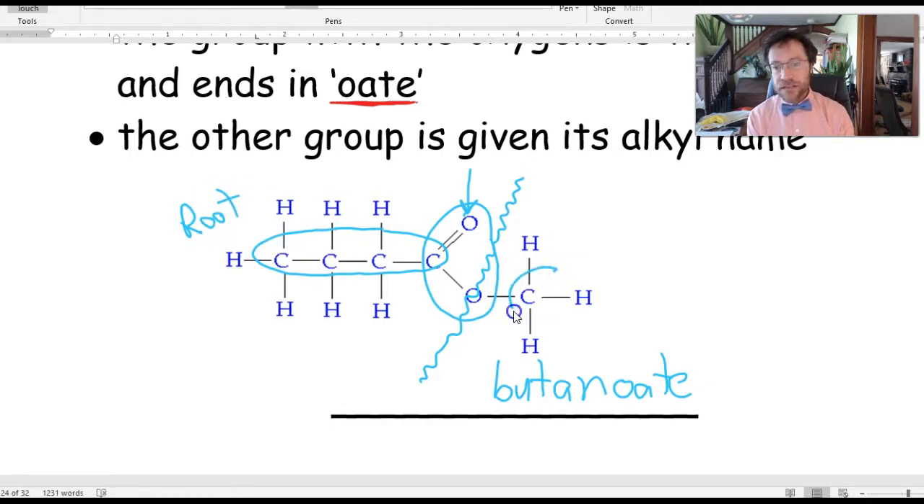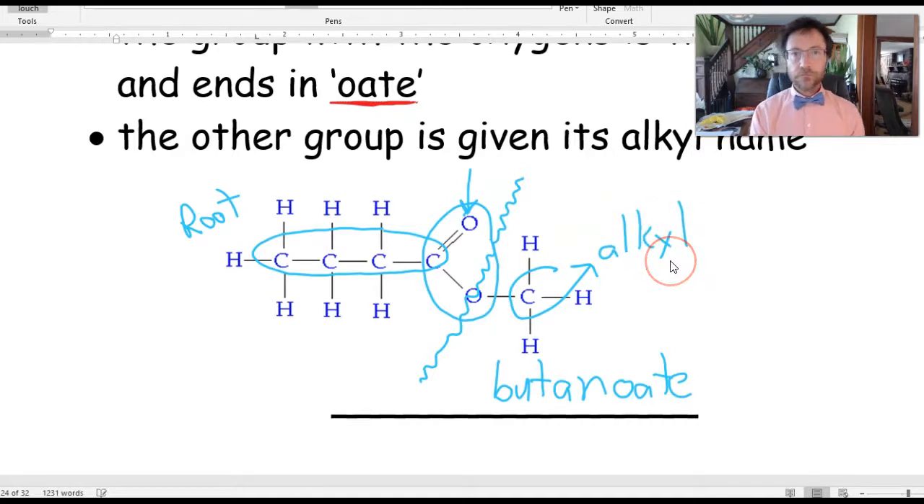And now this is going to be my alkyl group. So what's the name of an alkyl group? Remember, they end in O or YL with one carbon. Yeah, methyl. Methyl butanoate. Easy, right?